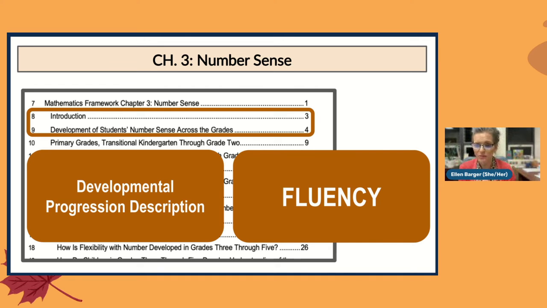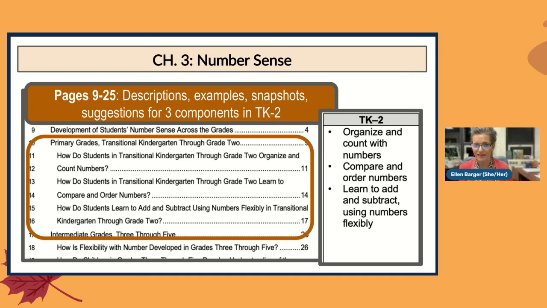And then going a little bit further, if you look at the part that I've circled there, in TK, in the number sense, there are 3 things that you can really read in depth: how that development is described through the descriptions, the examples, the snapshots, the suggestions. The 3 things are: 1, organize and count with numbers. 2, compare and order numbers. And 3, learn to add and subtract using numbers flexibly.